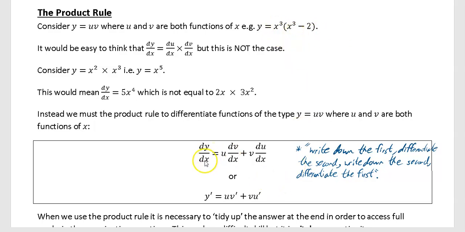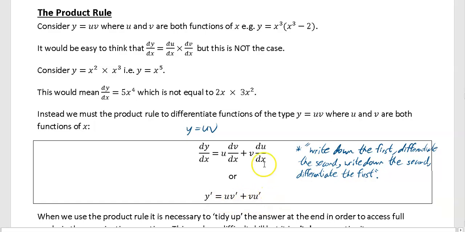And the result is this: if y is equal to uv, then dy by dx is equal to u dv by dx plus v du by dx. The other way you can say it is y dash, that means y differentiated, is equal to u times v differentiated plus v times u differentiated.